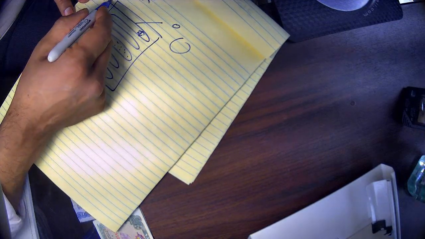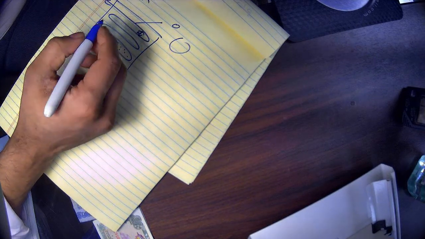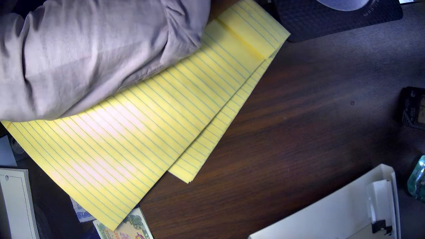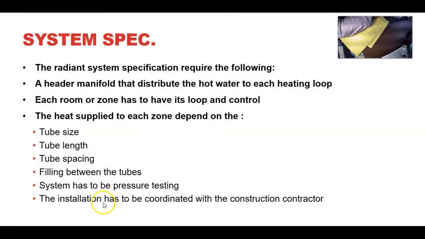And once the system is done, it has to be blocked and pressure tested, because once it's sealed, you don't want to reopen that again. The inspection has to be coordinated with other construction contractors, because again, you're going to be embedding water inside the floor.